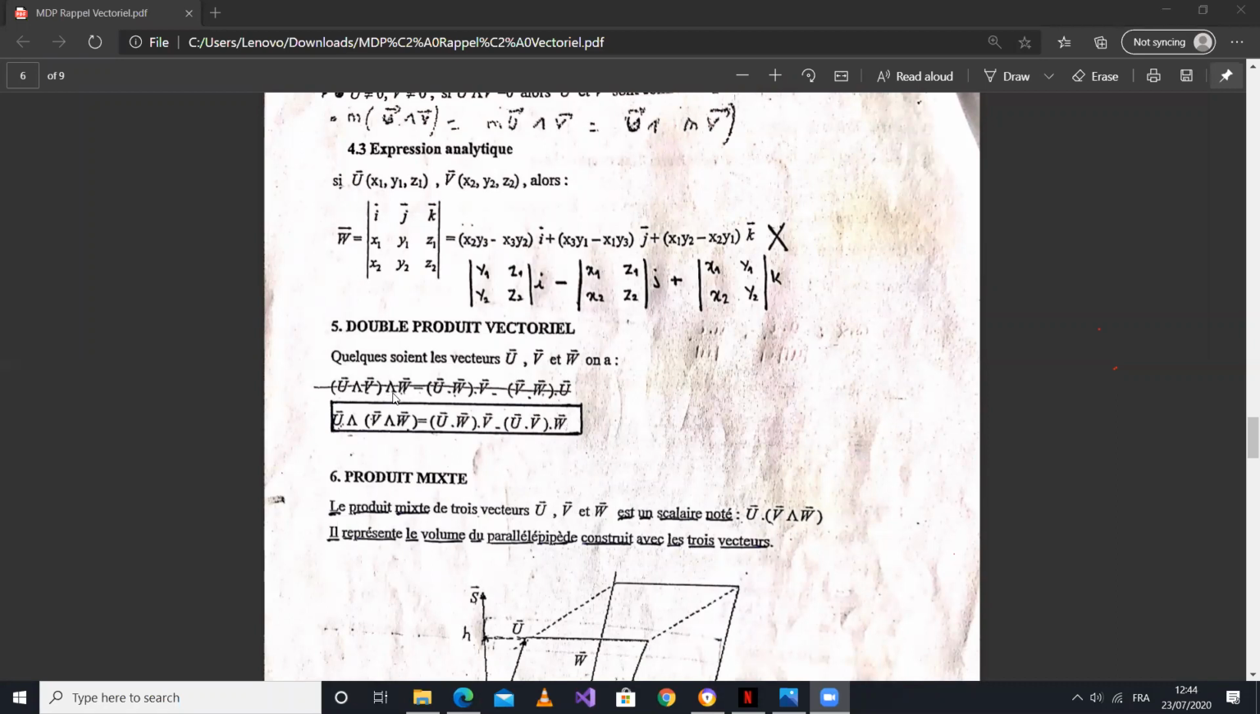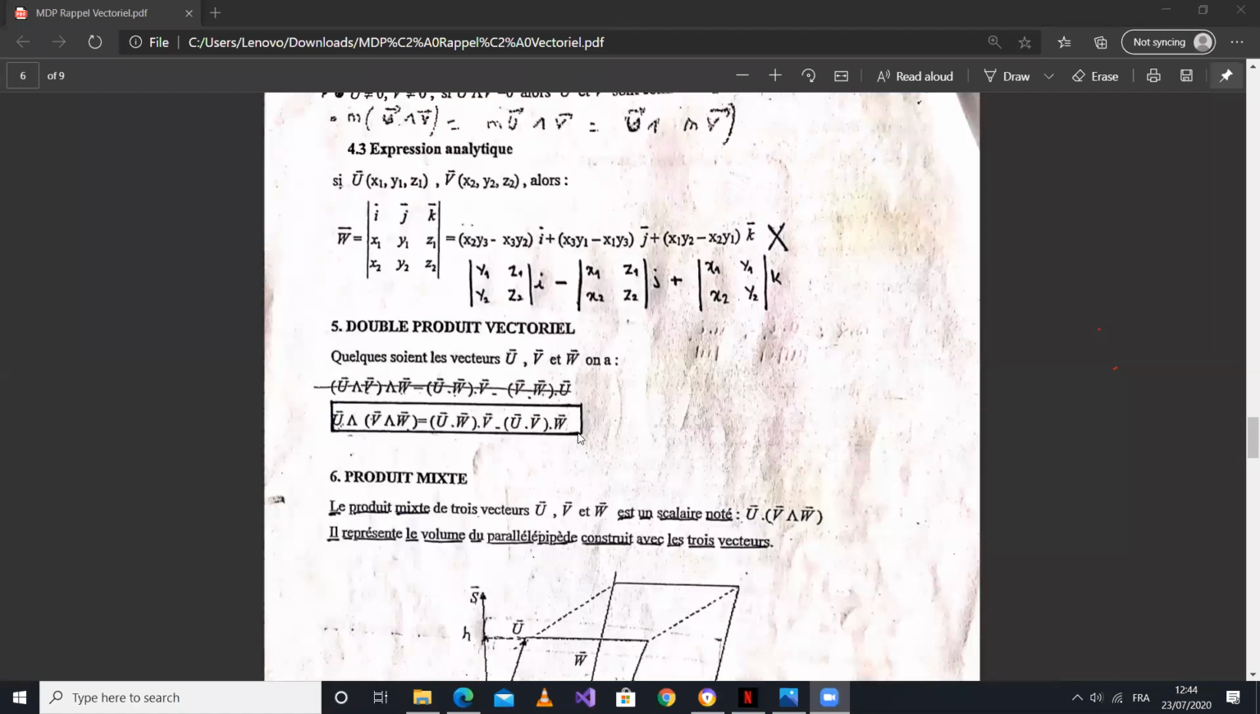You can try it if you want. Just come up with 3 vectors, then try to calculate the double product vectorial directly like that. Then try to use this formula on my right hand side. See if you get the same answer. You are supposed to get the same answer. If you don't get the same answer, then you know you're making a mistake somewhere in your calculations.